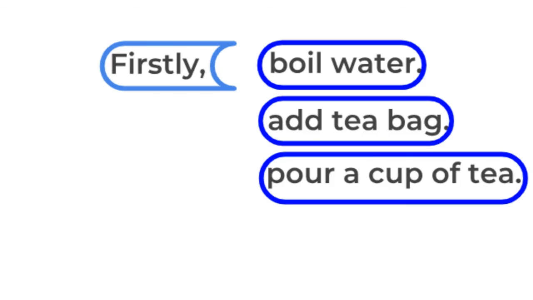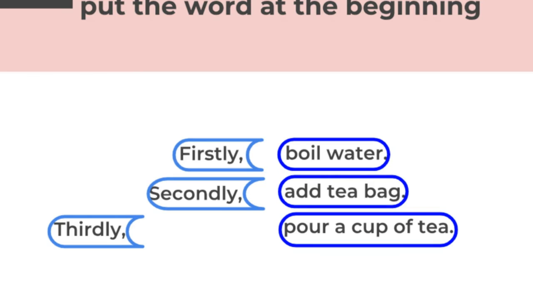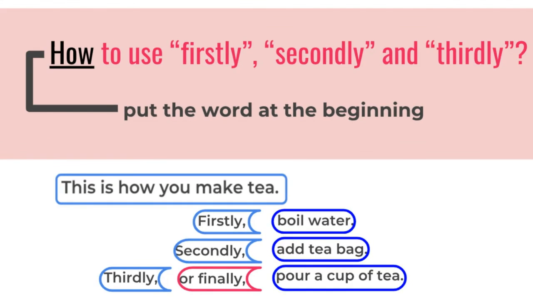Add a transition word in front of each idea. Firstly, boil water. Secondly, add tea bag. Thirdly, or finally, pour a cup of tea.